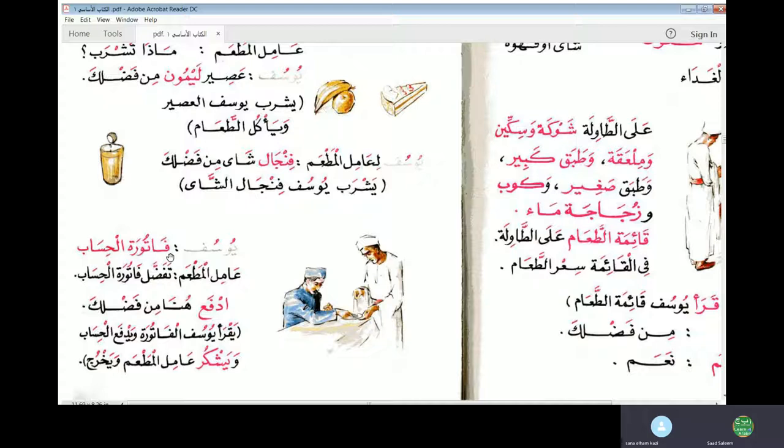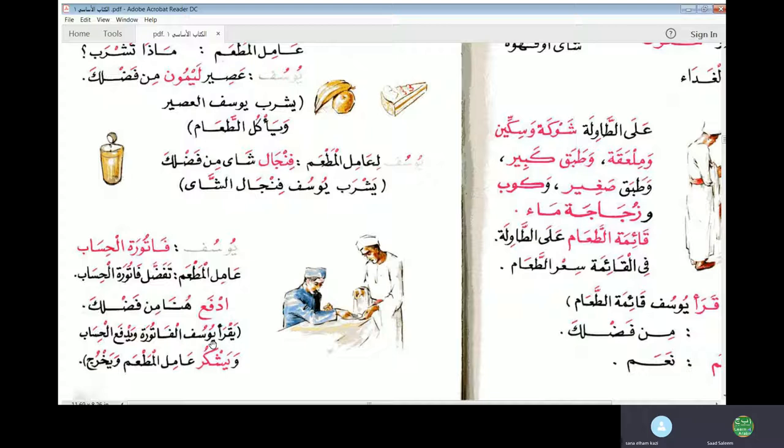Yusuf: Faturatul hisab. Receipt please, or bill please. Invoice of the bill. Amil al mat'am, waiter: Tafaddal, faturatul hisab. Please take the invoice of the bill. Idfa huna min fadlik. Idfa means pay, huna means here. Pay here, please.